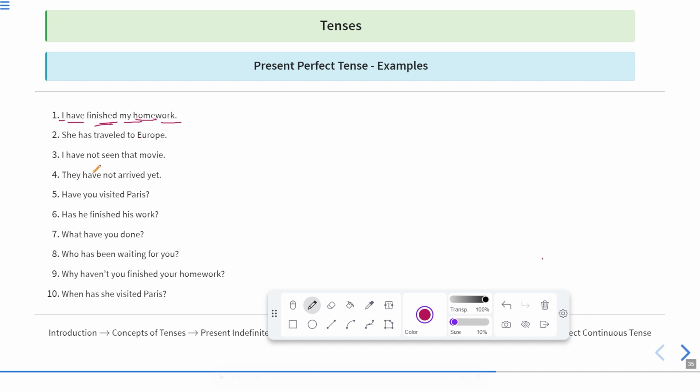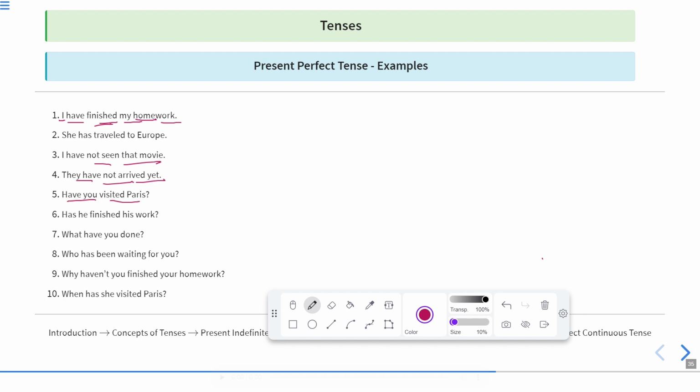I have not seen that movie. It means it has not happened in my life till now, that I have not seen that movie yet. They have not arrived yet. So this action has not taken place till now. If I say I have not seen him today, it means this action has not taken place today, in my life, today with me.